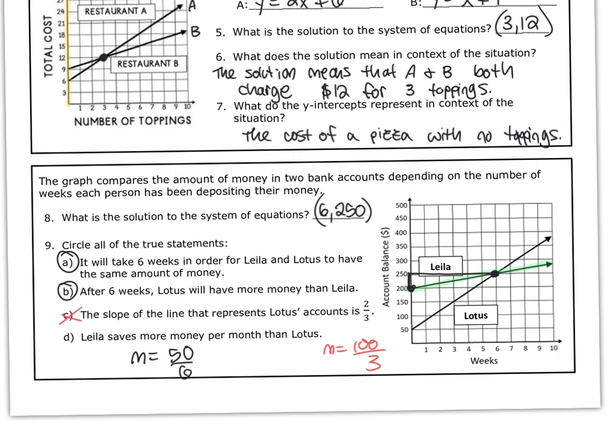Or we could rewrite that if we wanted to, right? We could simplify it. Let me divide both by 2. And that would be 25 over 3. So Lotus is saving $100 every 3 months, and Layla is only saving $25 every 3 months. So just like we expected, she's actually saving less money per month, not more. So this one is also not true. And we could also just tell that by looking and seeing that Layla's line was not as steep as Lotus's line.